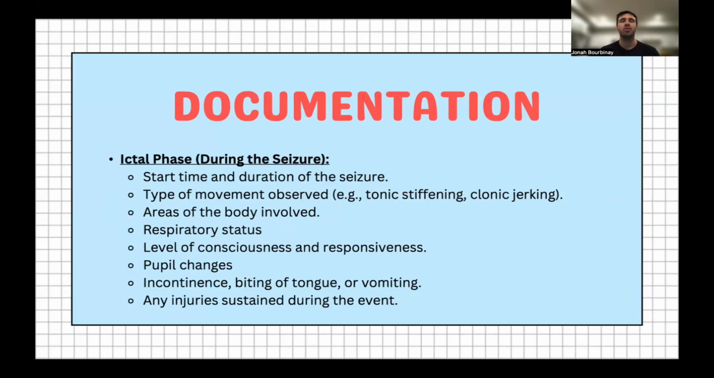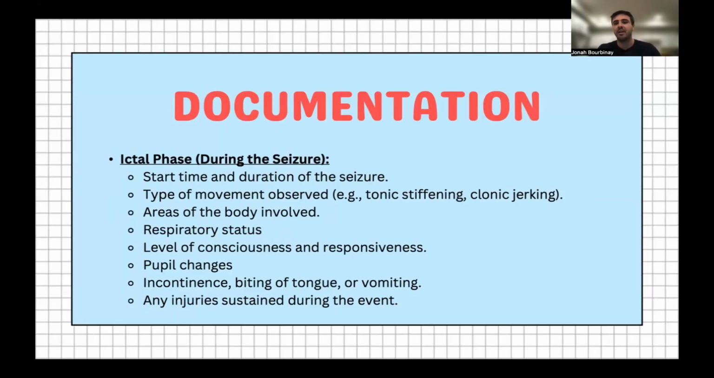Respiratory status is an incredibly high priority system to maintain. So, are they breathing and do they have an airway? Understanding their level of consciousness and responsiveness is going to, again, play into the level of damage or the extent of seizure or brain being affected by the seizure. Pupil changes, again, we're looking at neurological effects on the body.